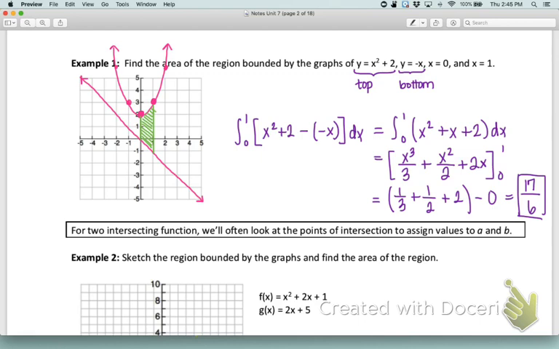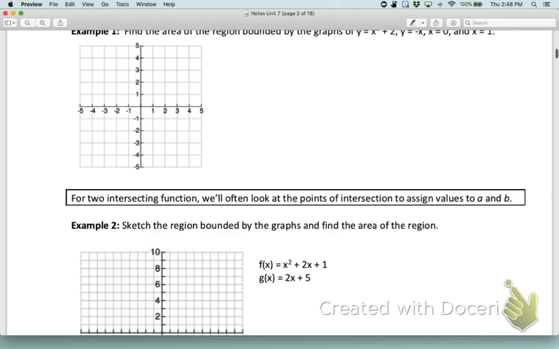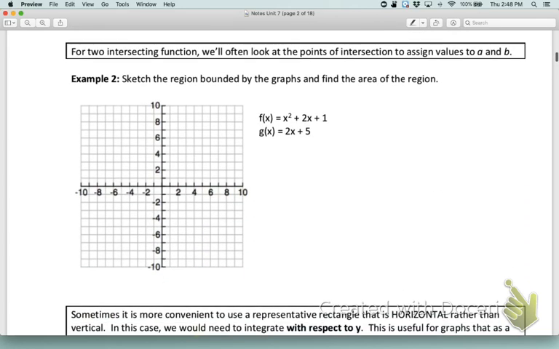So let's look at one where we have intersecting functions. When we had those 2 functions that never intersected, that's why they had to give us a value of a and b that we could work through. In this example, these 2 curves are going to intersect. So you'll notice they didn't give us values of a and b. So we might need to go ahead and figure out where those intersection points are.